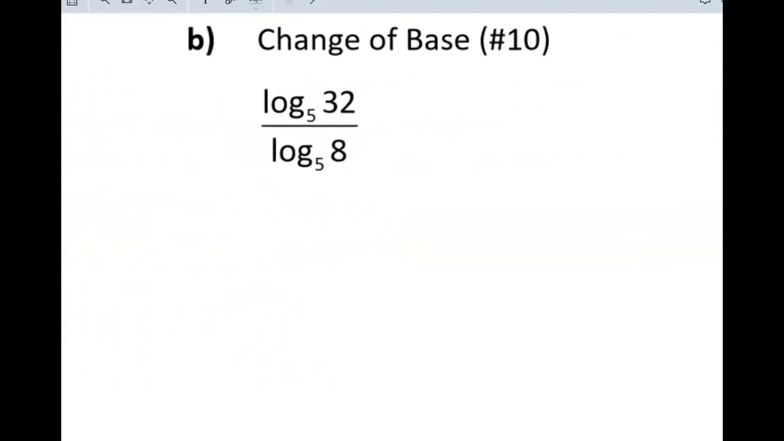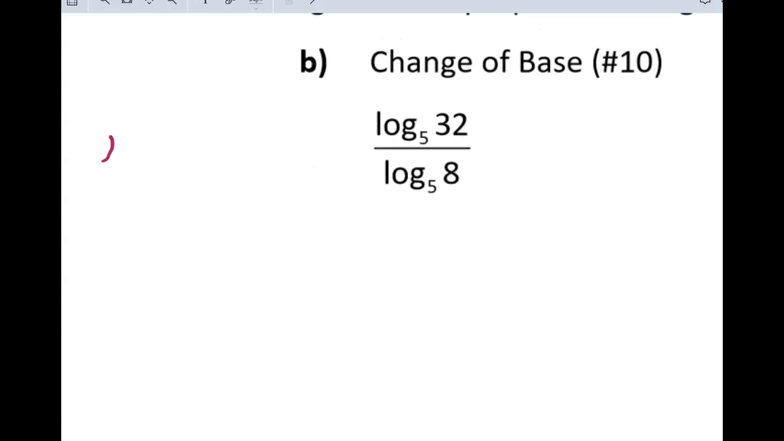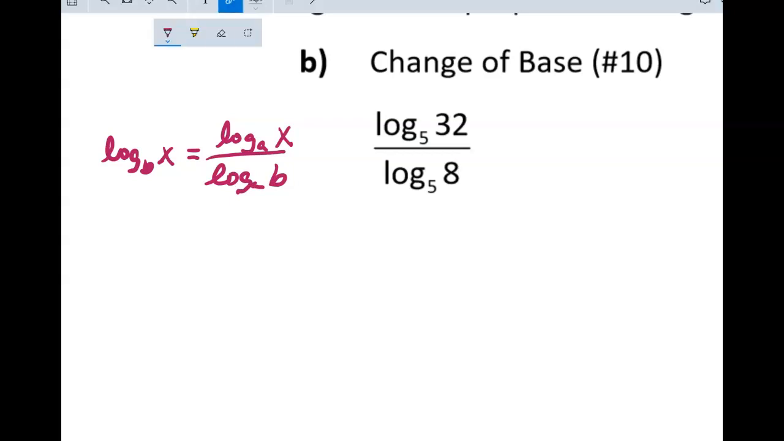In B, we're asked to just use the change of base formula. Well, remember the change of base formula states that the log base b of x is equal to the log base a of x over the log base a of the original base. So what you'll see is an expression here that looks a lot like the right side of that change of base formula. So what we can do is rewrite that as the log base 8 of 32. Right, because the base is on the bottom in that fraction.